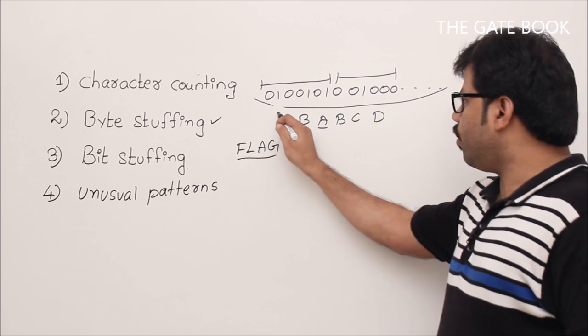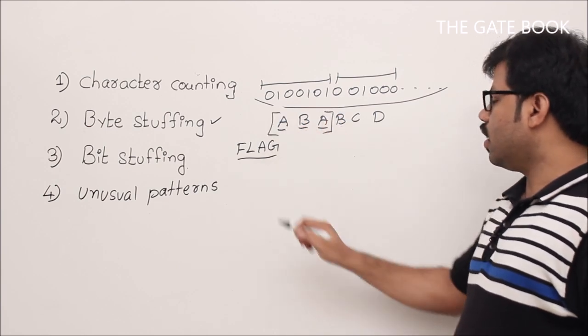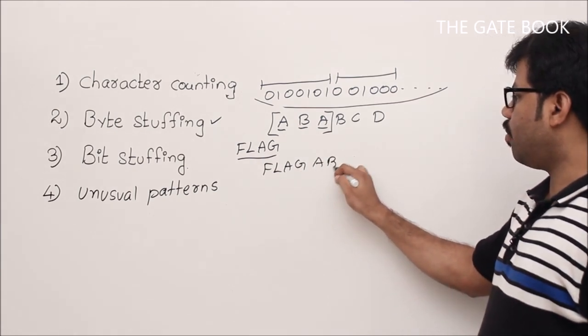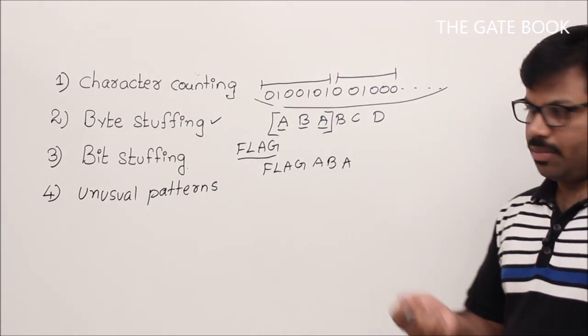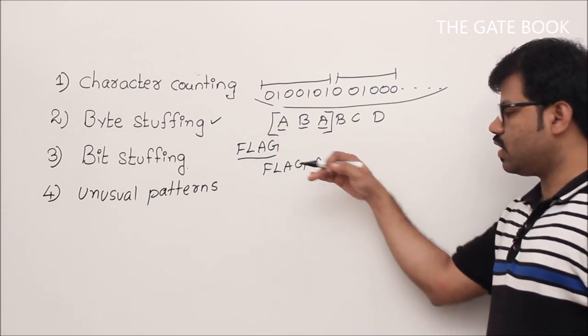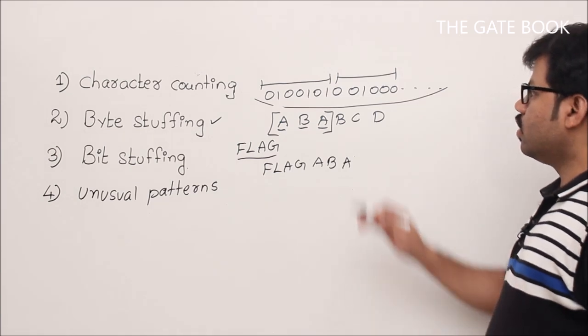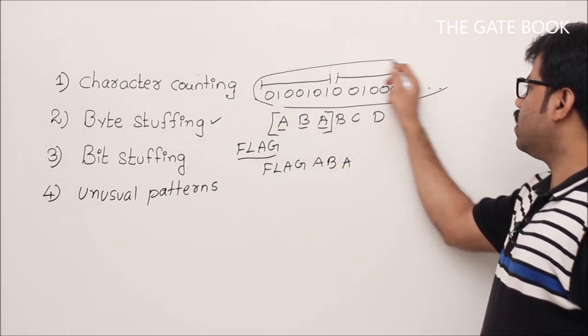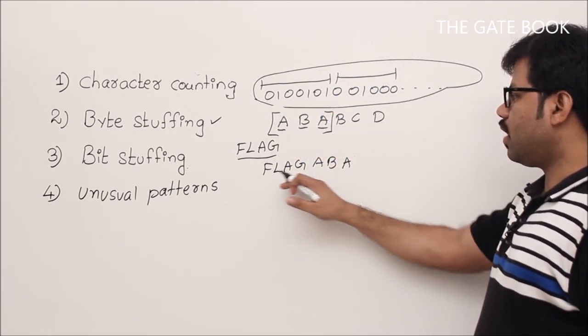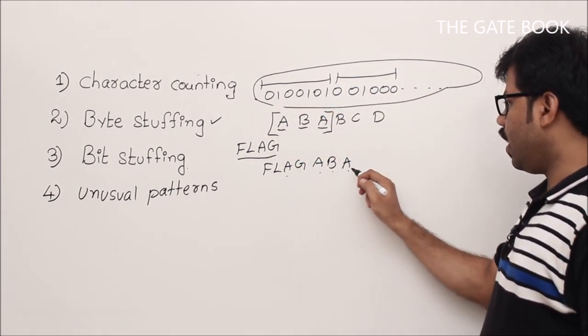For example, if you want to make this entire thing one frame, then you simply add flag, A, B, A, flag. This will be done by your data link layer algorithm, which is the byte stuffing algorithm. In which layer does this happen? The data link layer. So in the network layer you get this binary pattern, which is nothing but this character sequence, and that will be converted to flag ABA flag.